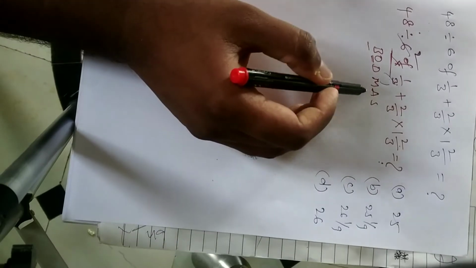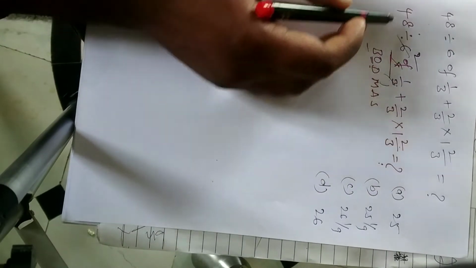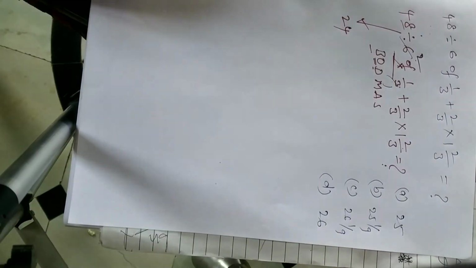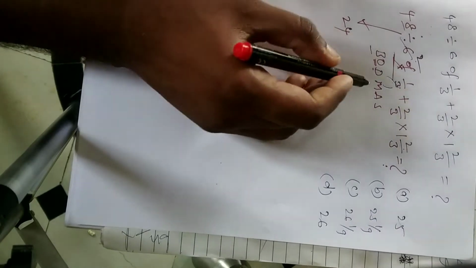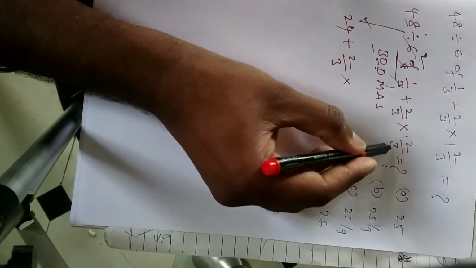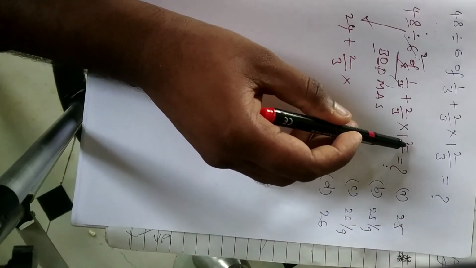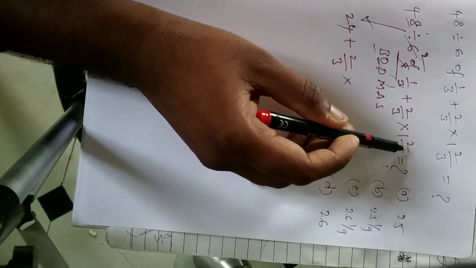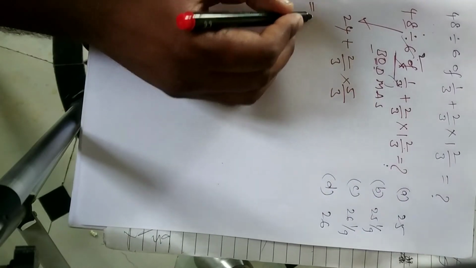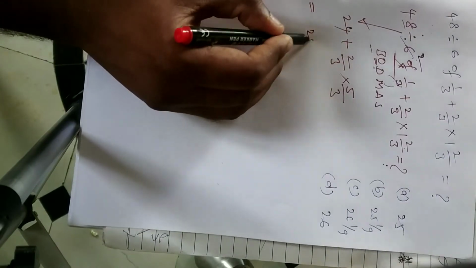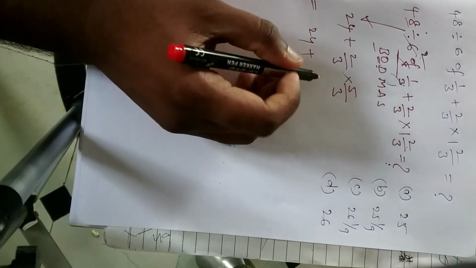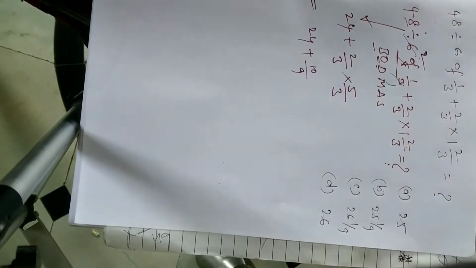Next, preference should be given for division. Now 48 divided by 2 is 24, right? 24 plus 2 by 3 into 1 2 by 3. 1 2 by 3 is nothing but 3 into 1, 3, plus 2, 5 by 3. So it is equal to 24 plus 5 into 2, 10 by 9, right?